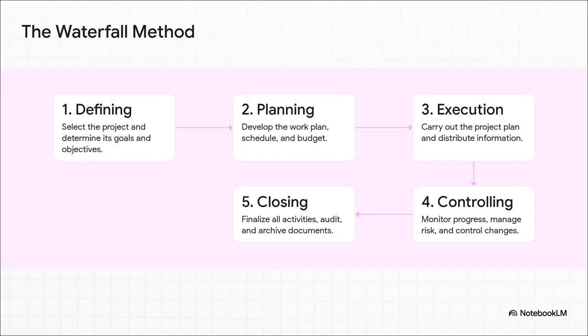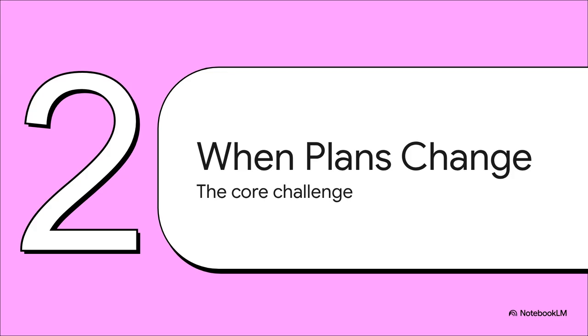Now, the classic approach is perfectly captured by something called the waterfall method. It's called that for a reason. It only flows one way, down. It's a super linear process. You have to completely finish the defining phase, every requirement signed off in blood, before you can even think about starting the planning phase. Each step cascades down to the next, and there's no going back up. So the waterfall method works, as long as absolutely nothing changes.